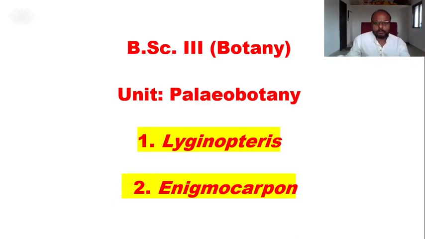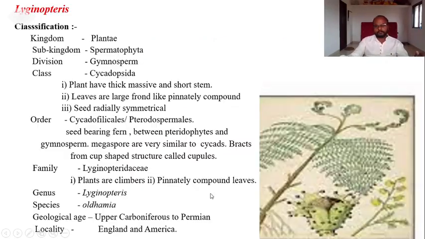Today we are going to discuss two plants of Paleobotany, that is the fossil plant. The first plant is called Lyginopteris and the second one is Enigmocarpon. So first we go with the Lyginopteris.